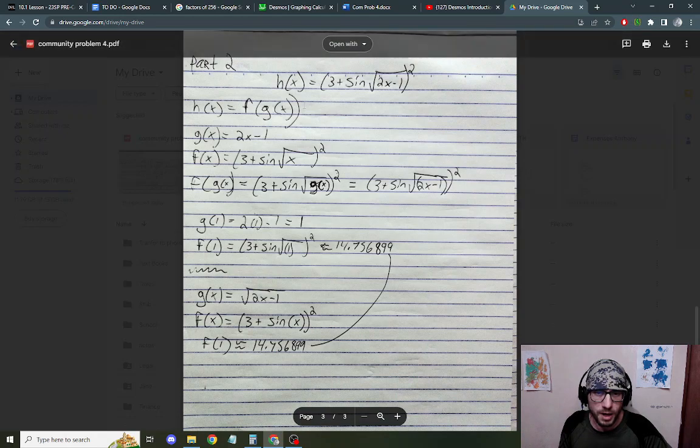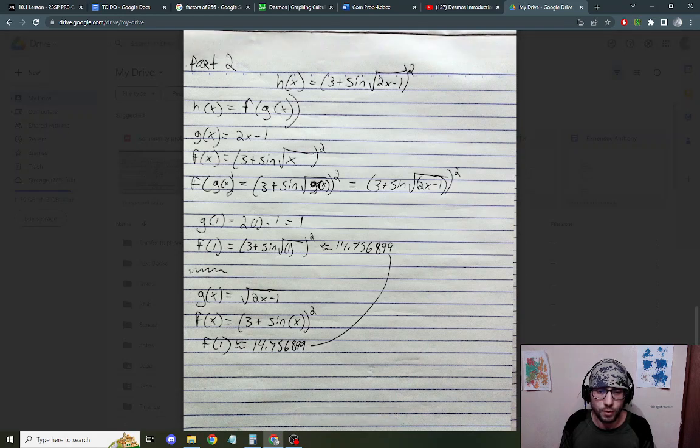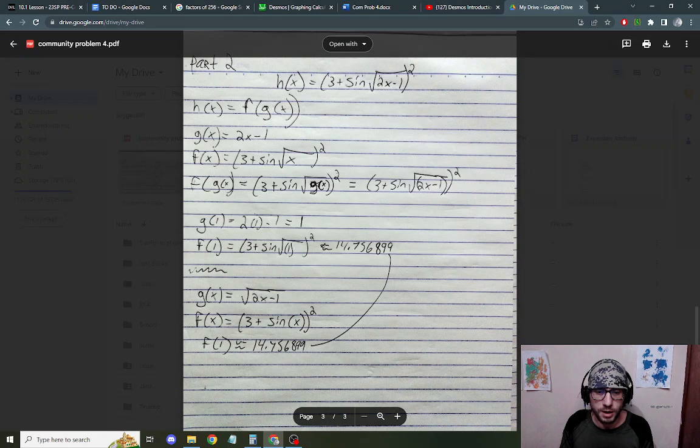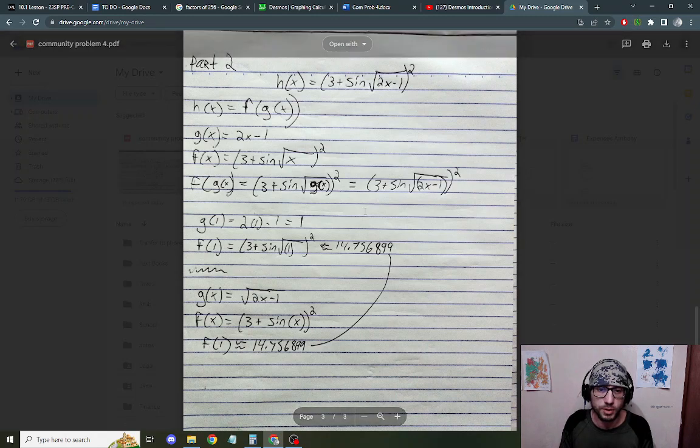So my sine x, or sine parentheses, that is my g of x. For f of x, therefore, we must have 3 plus sine of x, all of that squared. And again, plugging 1 into f, you get that same thing that we did up here. So that shows that these two smaller ones do the same thing as these two smaller ones up here.